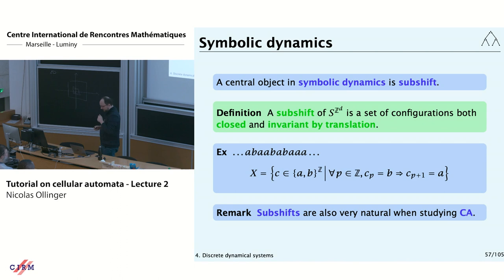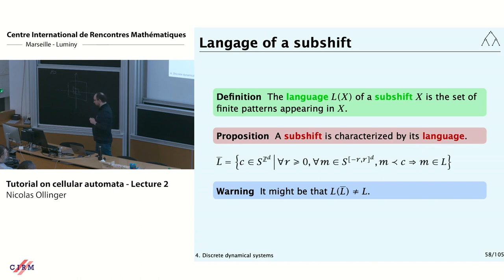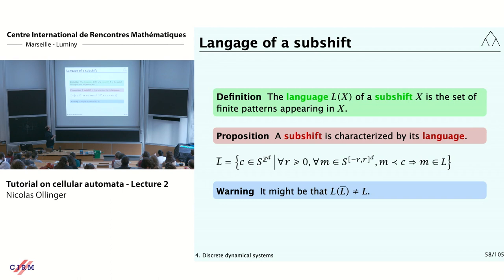And I need to say a few things also because this afternoon you will play with DD, which is a tool working on subshifts. So what do I know about subshifts? Not a lot, but first, the language of a subshift, the set of finite patterns that appear inside the subshift, plays an important role. In particular, the subshift is completely characterized by its language, right? Because if you take the language, and if you construct all the configurations where all the finite patterns are in the language, you obtain indeed an element of the subshift.